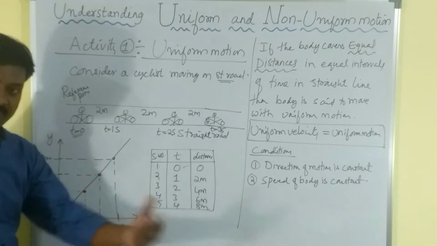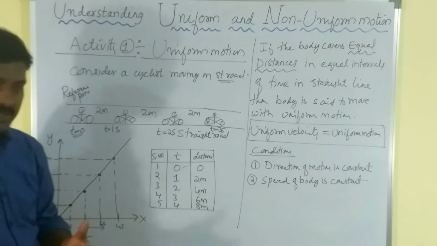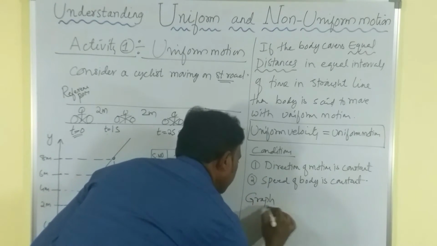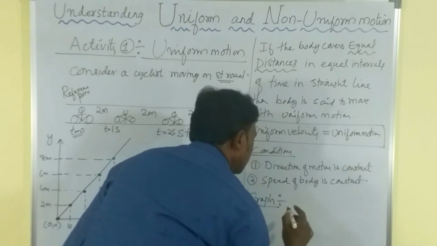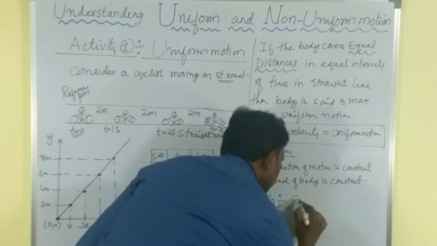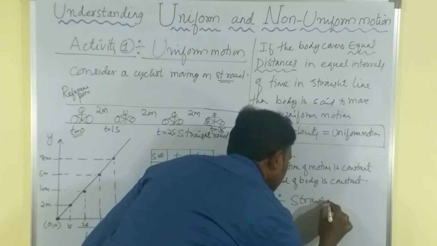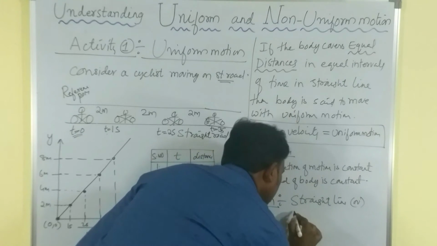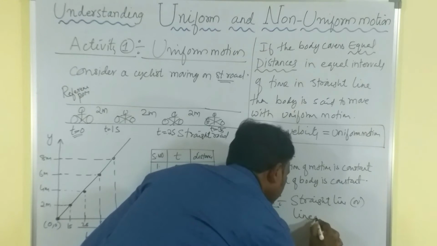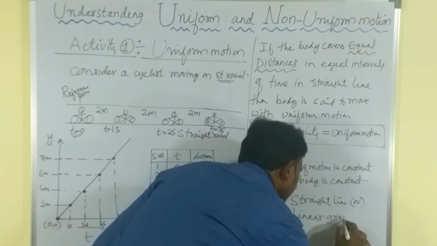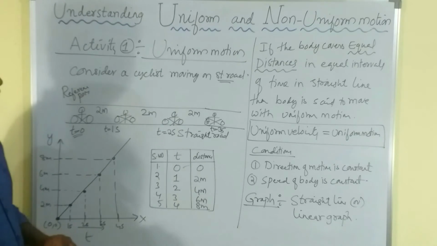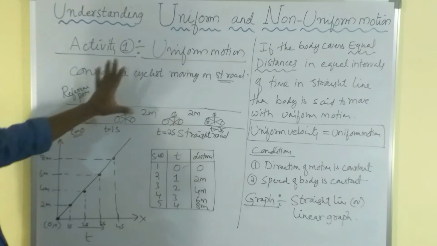So how is the graph for uniform motion? It's a straight line, or you can say a linear graph. It's a linear graph.